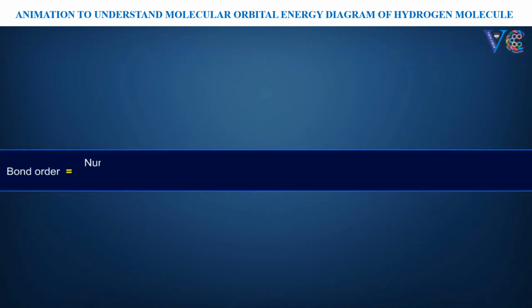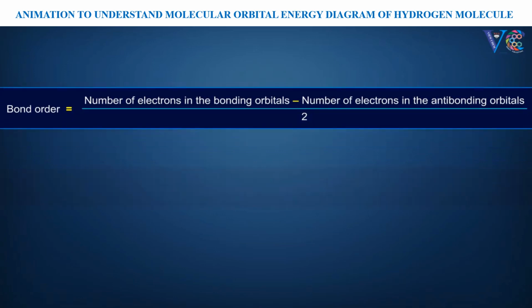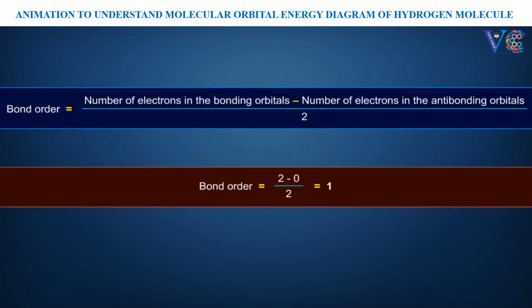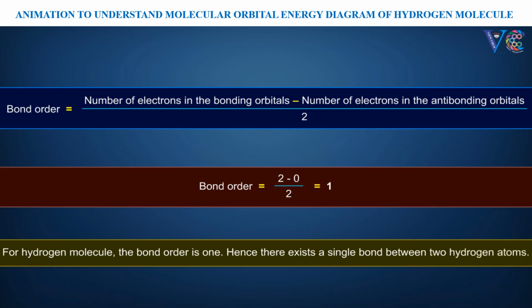Bond order is equal to the number of electrons in the bonding molecular orbitals minus the number of electrons in the antibonding molecular orbitals, divided by 2. For hydrogen molecule, the bond order is 1. Hence, there exists a single bond between two hydrogen atoms.